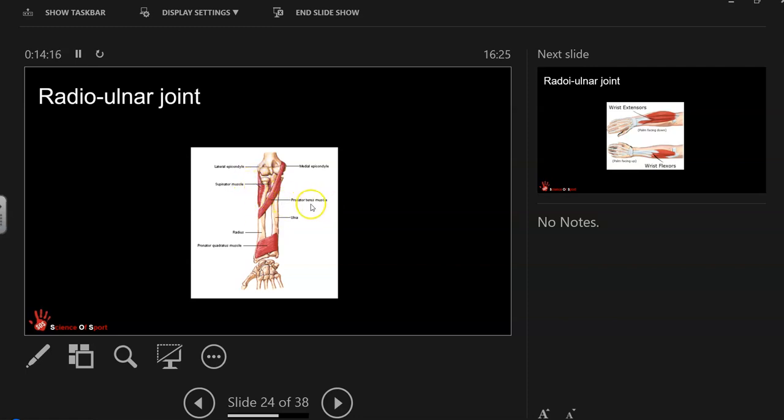We have pronator muscles and we have supinator muscles. They're pretty easy to remember because the supinator muscle creates supination and the pronator teres muscle creates pronation. So they should hopefully be quite easy to remember, supinators and pronators.